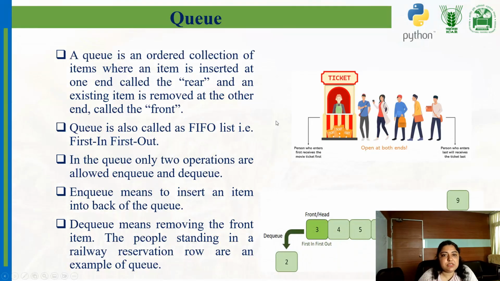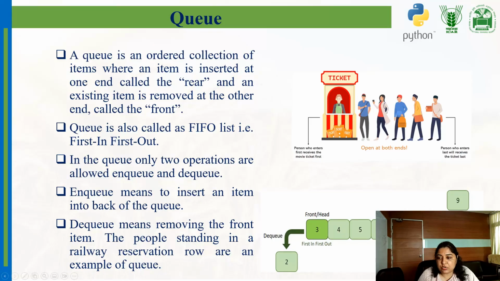Next data structure is queues. A queue is basically an ordered collection of items, and unlike in a stack where we insert and delete at the top, in a queue we have two ends. From the front end you can delete the element, and from the rear end you can insert the element. And this is FIFO, first in first out.